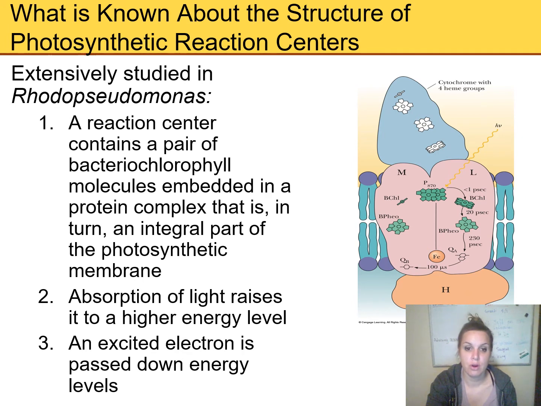And those chlorophylls, rather than just absorbing light, are actually going to be excited so that the light that's absorbed actually raises to a higher energy level. And this causes an excited electron that then passes along different energy levels. So this light absorption is going to occur at these specialized reaction centers.